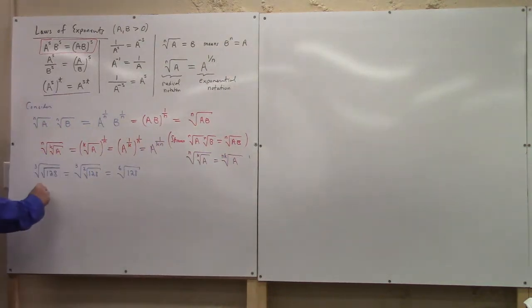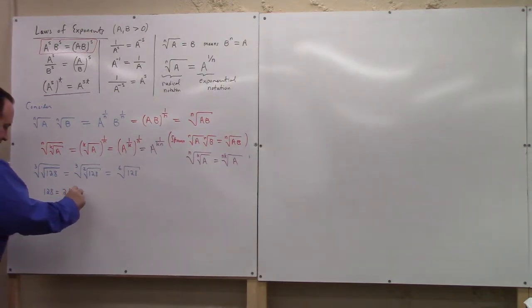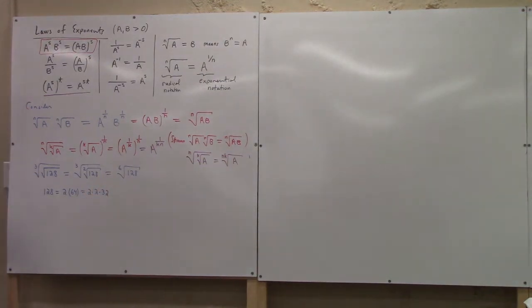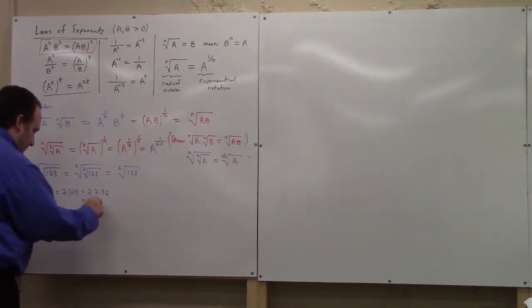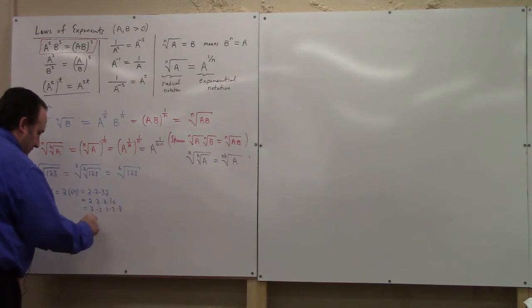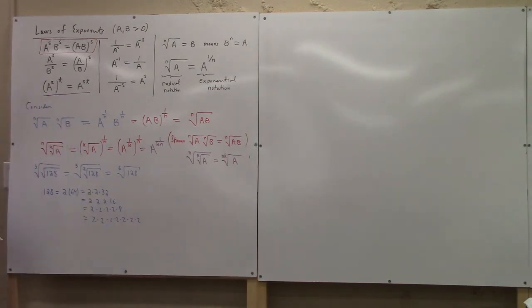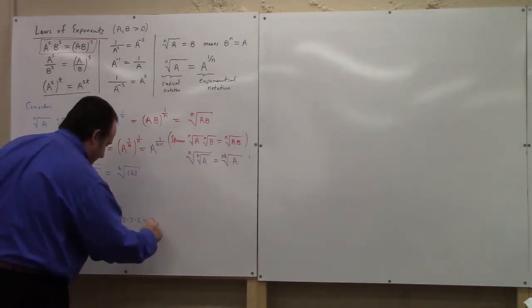Let me think about this for a second. 128 is 2 times 64, right? Which is 2 times 2 times 32, right? Which is, what's 32? 2 times 2 times 2 times 16, right? Which is 2 times 2 times 2 times 2 times 8, and 8 is 3 2s, right? So if you count them, there are 7 2s there, right? So 128 is actually 2 to the power 7.